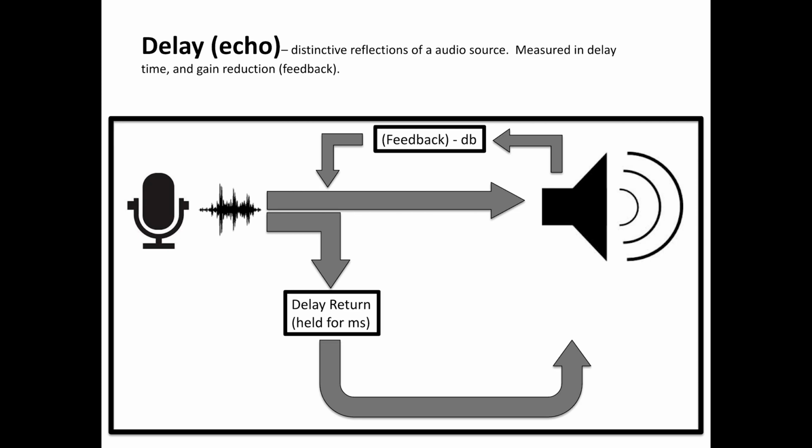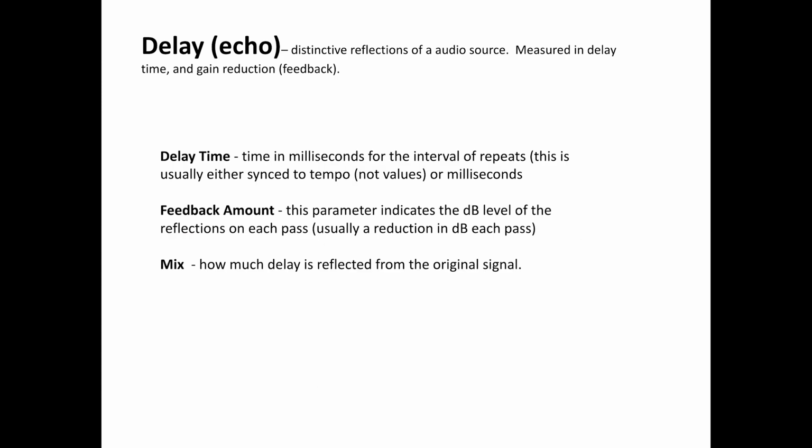And then again, one of the most important factors here is the feedback. So what we do then again is we send the signal through again into the loop, and we reduce its volume so that it feeds back in. Now what this does is it creates what's called a feedback loop, where the sound is dissipating over time, but it's repeating incessantly, right? So the most important things again are the delay time, the time in milliseconds for the interval of repeats, right? What is the interval of repeating?